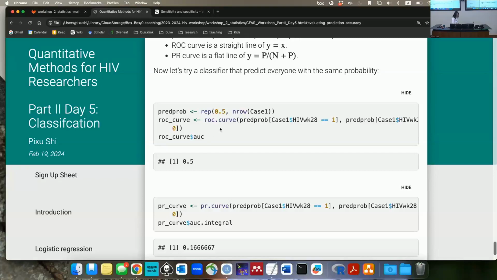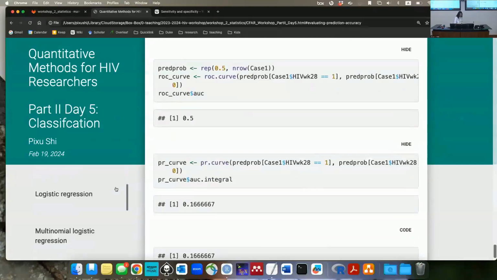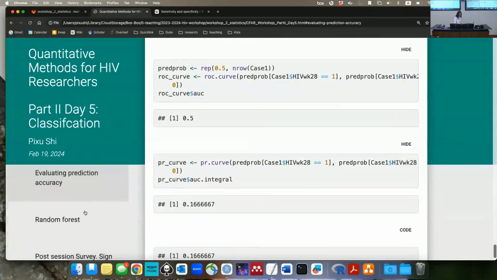Yeah, so I guess we'll take another break and then talk about random forest. It's a long lecture today.